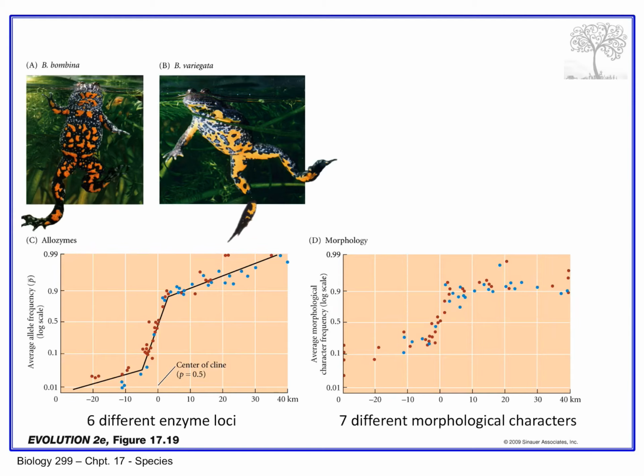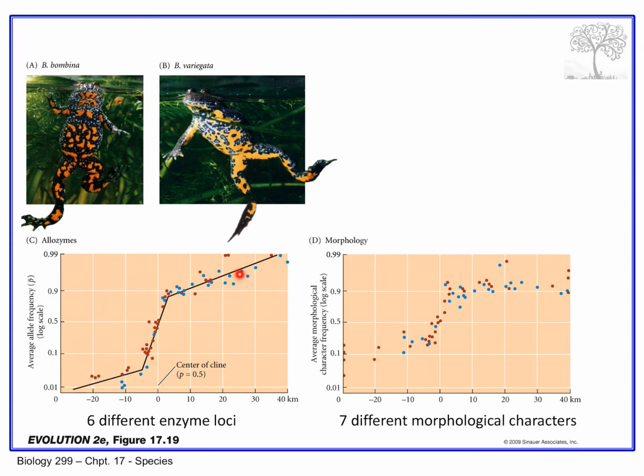Here's one. These are two species of European frogs, and you can see that they do look very similar in terms of their splotchy pattern, but their color pattern is quite different, all right? They are very closely related, and when researchers looked at 6 different loci for 6 different enzymes or proteins, what they found was a fairly steep cline, right there. This is the center of the cline.